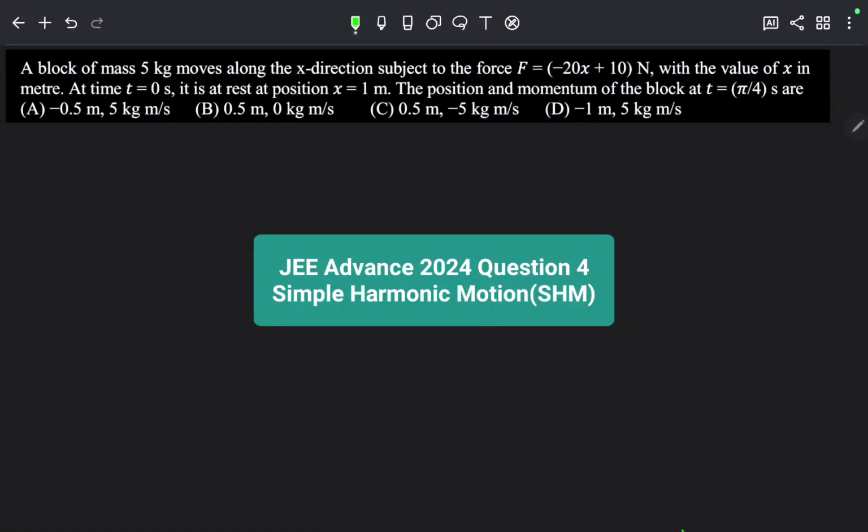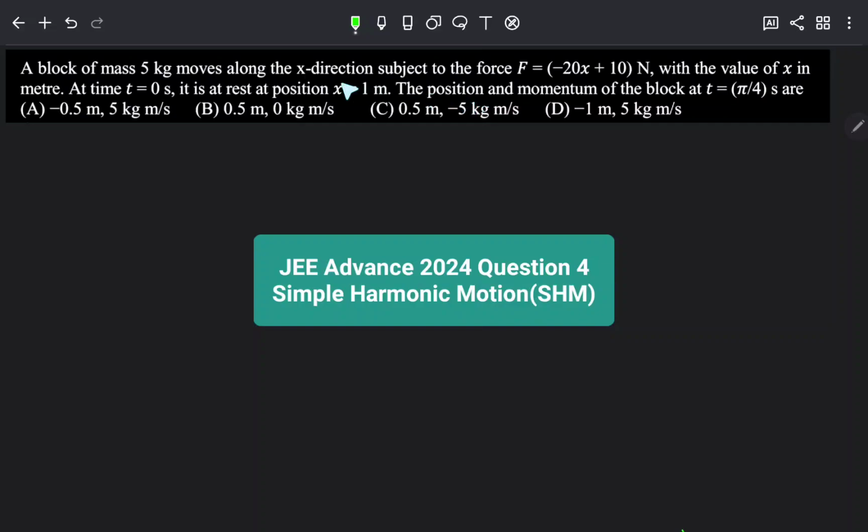Hello students, let us solve a question from simple harmonic motion, and this question was asked in JEE Advanced 2024 recently. It was a single answer type question in paper 1. The question states: a block of mass 5 kg moves along the x direction subject to the force, with the value of x in meters. At time t equal to 0, it is in the rest position at x is equal to 1 meter.